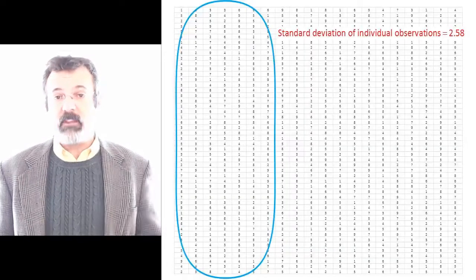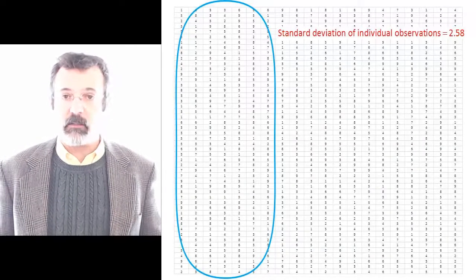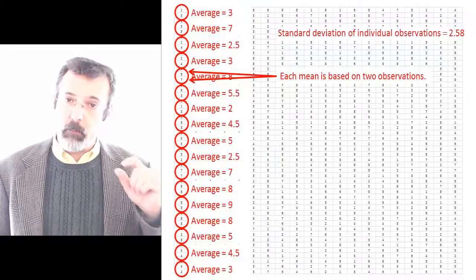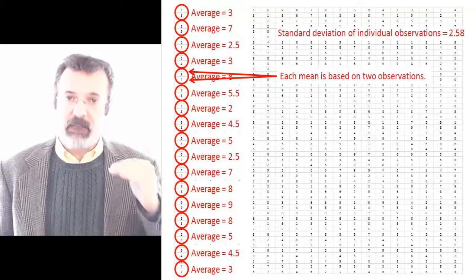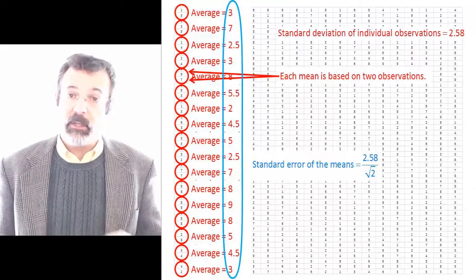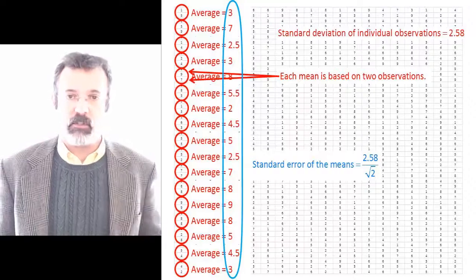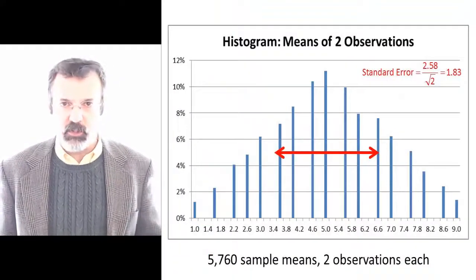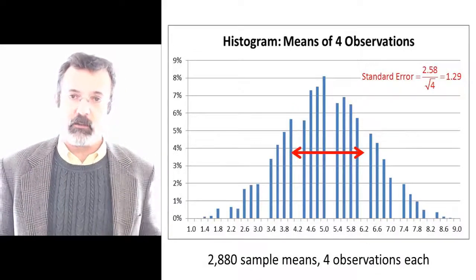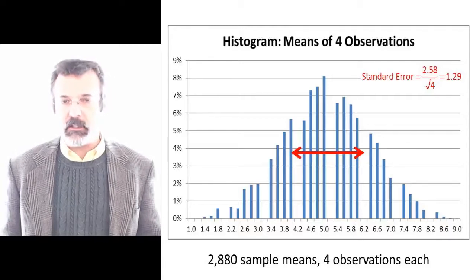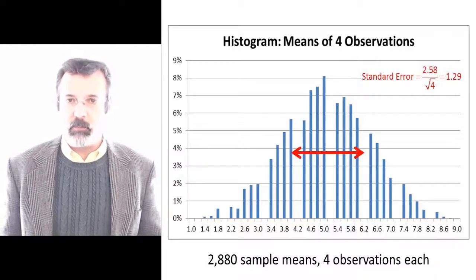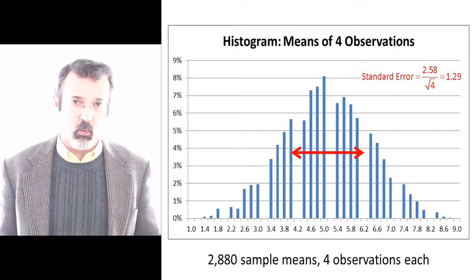For example, we have 11,520 observations of a random variable. The standard deviation of these individual observations is 2.58. When we pair up these observations and calculate a bunch of averages, the standard error of these averages is 2.58 divided by the square root of 2, because each average is comprised of 2 observations. So notice what happens if we construct sample averages based on more observations. For example, if we take every 4 observations and average them together, we get 2,880 sample means. These sample means are distributed around the center point of 5, and the standard error of these sample means is 2.58 divided by the square root of 4, or 1.29.